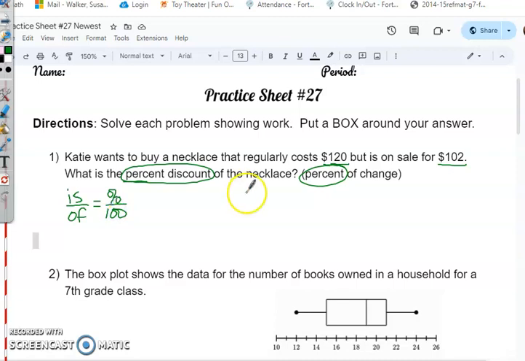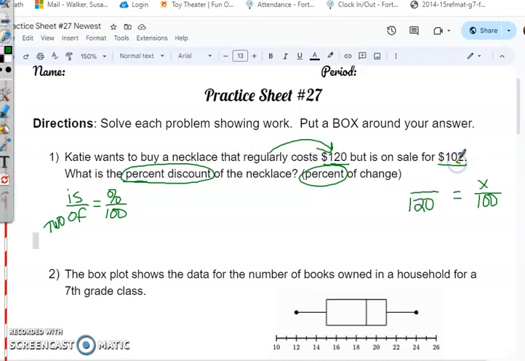Now, our job, of course, is to find the is in the of, and then we will find the percent. Okay, we also know the 100. So remember, of is two, total, full, original. Okay, the original cost, regular price, is $120.